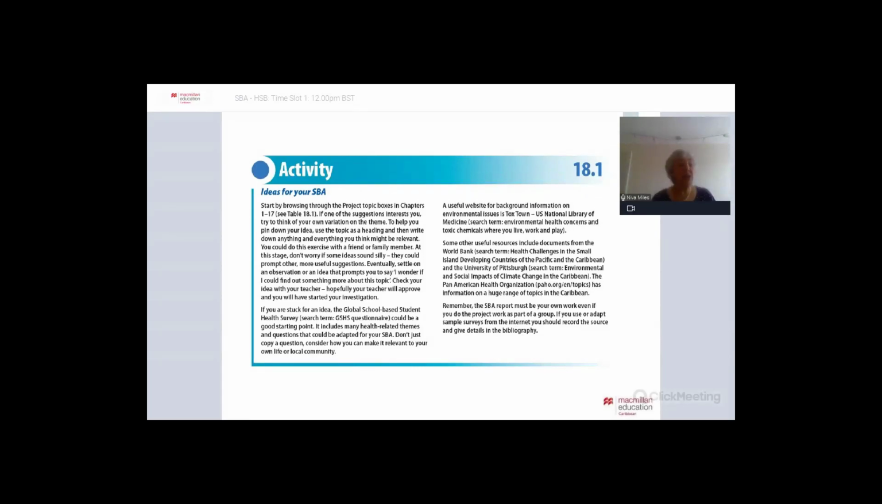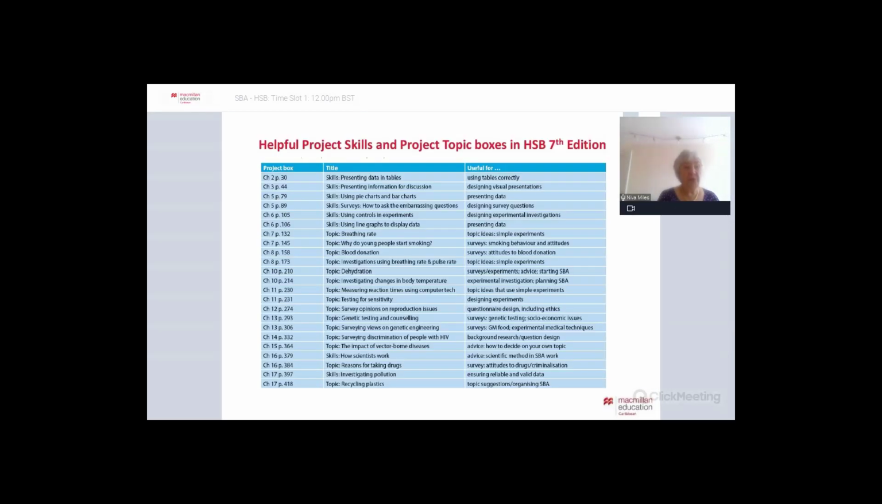And the suggestion is that they go through the project topic boxes in chapters 1 to 17 and look for subjects or suggestions that might actually interest them. And then they have to think of a variation on that. So I'll show you what those are first. You can see that we've got a huge number of topics here.